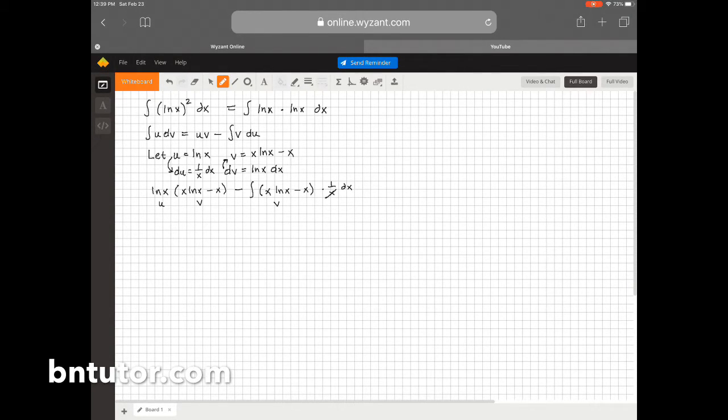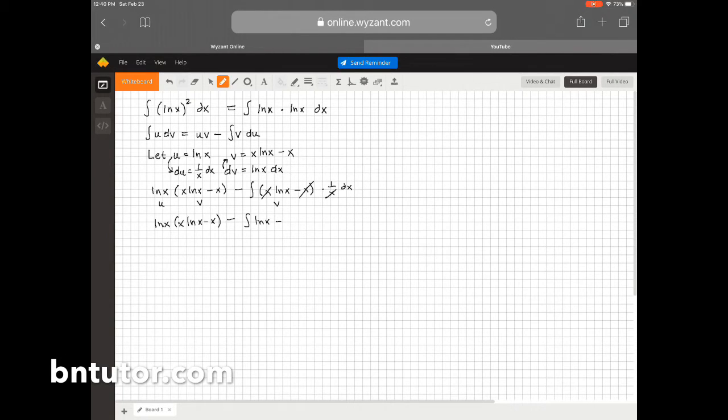A bit of simplification will happen now in this integral. This x that's in the denominator will cancel out two of those x's that would have been in the numerator had we multiplied those two together. Now we find ourselves with a greatly simplified remaining integral, and all that remains is the natural log of x minus 1.